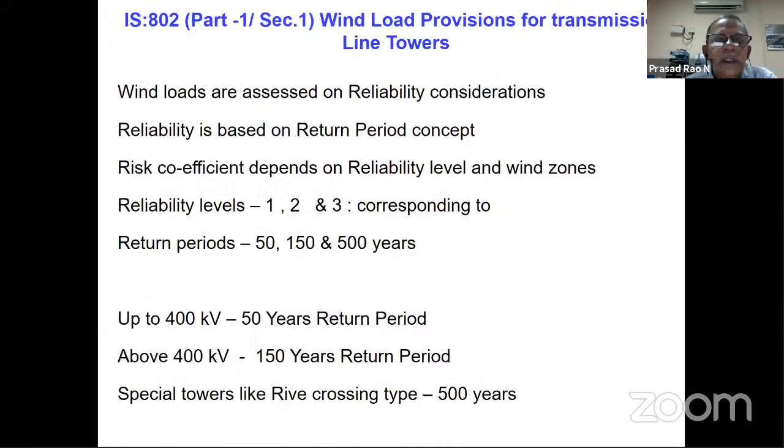transmission towers. Basically, this is based on the reliability concept. Previously, before 1992, it was a deterministic approach. We had a factor of safety of 1.5 and 2 for normal condition, 1.5 for broken wire condition. Now the code has been changed to reliability levels. We have different reliability levels, 1, 2, and 3, based on the return periods of 50, 150, and 500 years.